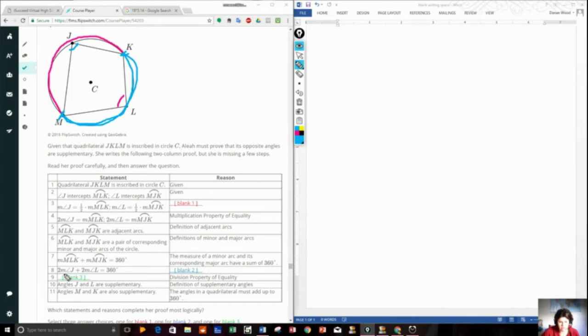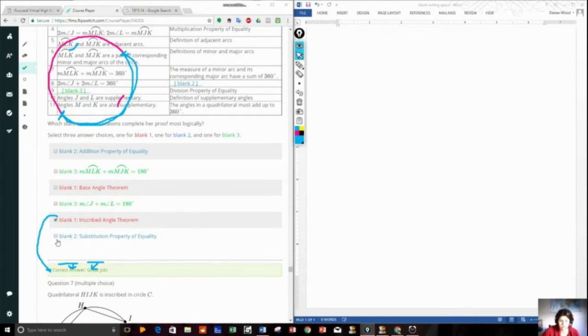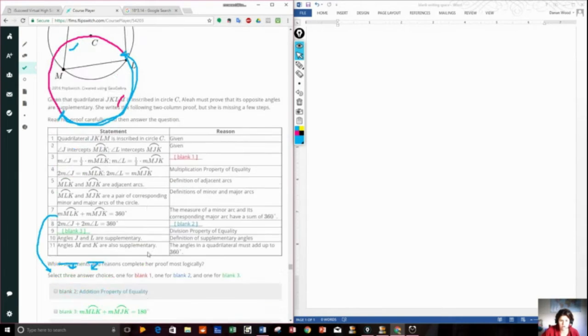So then 2 times the measure of angle J plus 2 times the measure of angle L is equal to 360. Blank 2. How did they jump to this? Well, if you look at step 4, it says that 2 times the measure of angle J is equal to the measure of the arc MLK. Well, we had the arc of MLK right there, and so they substituted it in. They just used their previous knowledge to substitute it. So it's the substitution property of equality.